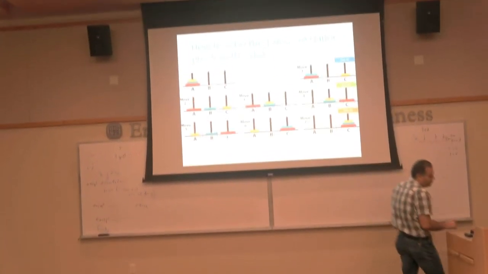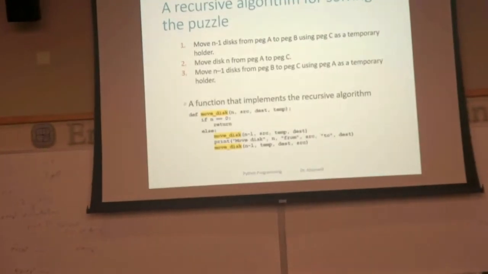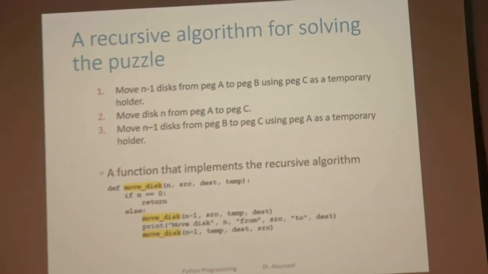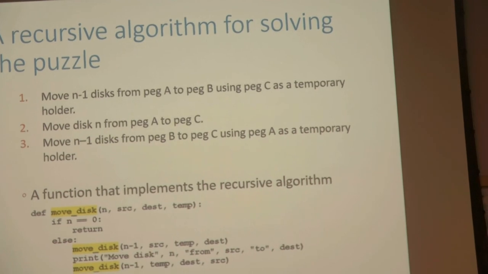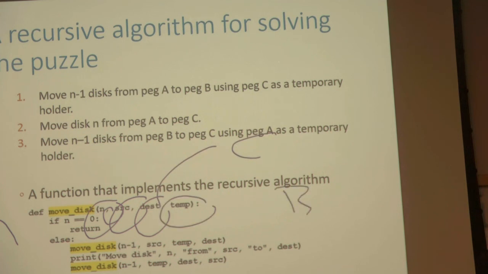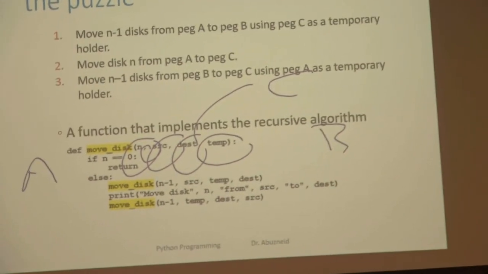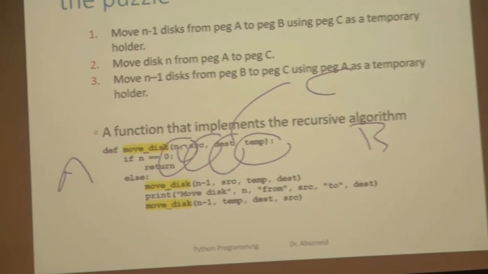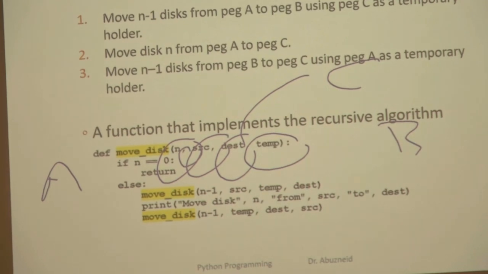It's a very famous problem, right? So these are the rules. Basically, we have to move n disks, where n is the number of disks, from the source, which is A, to the destination, which is C, and the temporary is B. If n equals 0, if the number of disks is 0, then that's the base case. Otherwise, what are we going to do now?